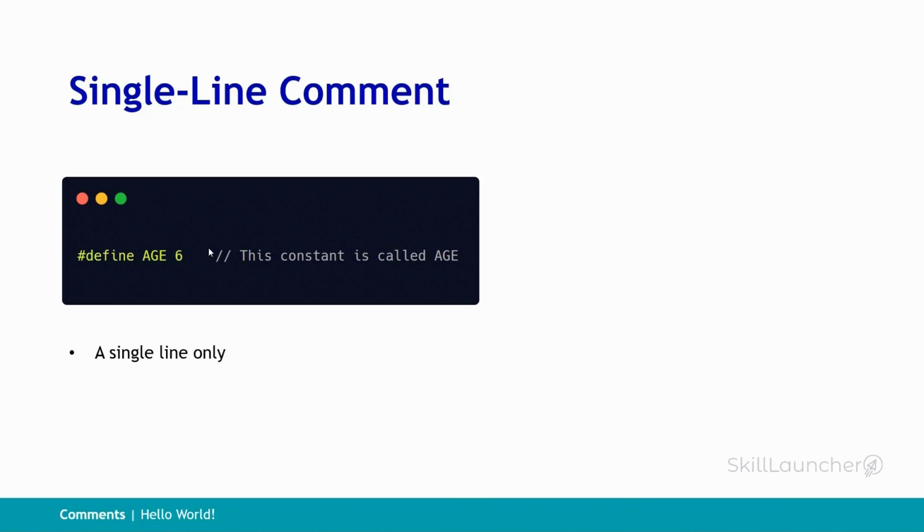Here, #define age 6 tells that this constant is called age. Now when another programmer is using this code, he would get to know that this constant is called age. This is the purpose of a comment. This is often called a C++ style comment, as it was originally a part of the C++ programming language.